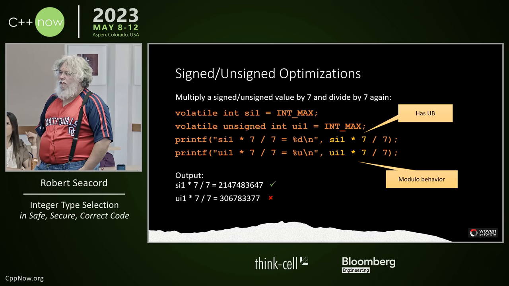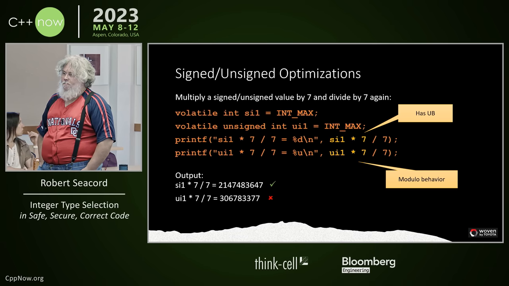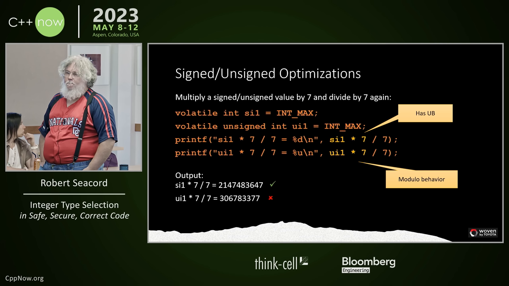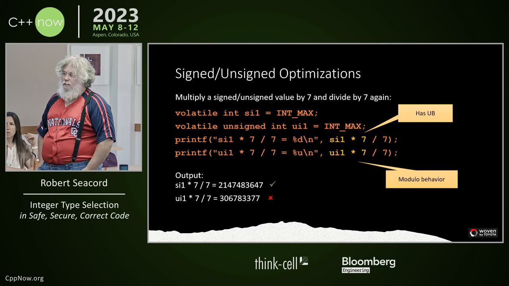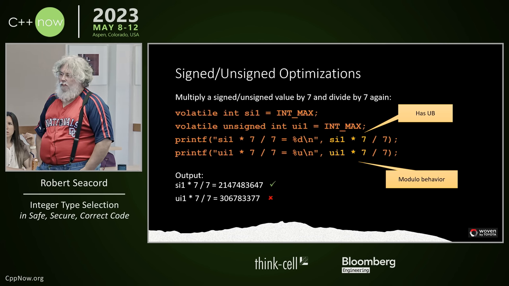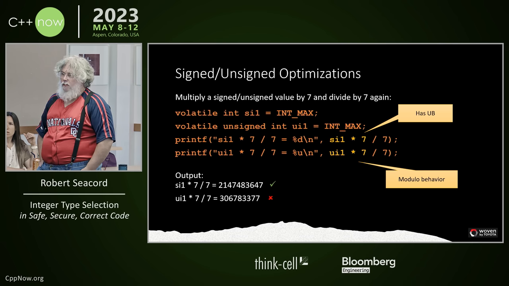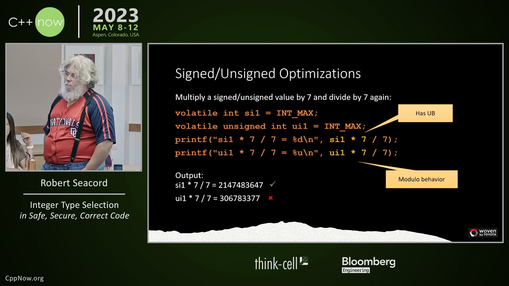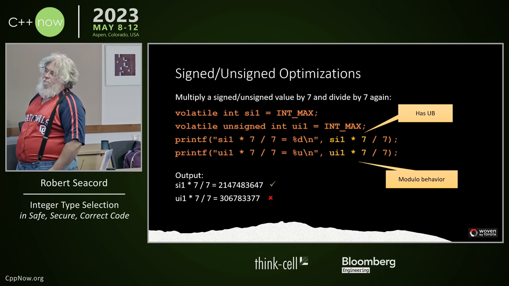So volatile. Okay, I don't know what the rules are with respect to volatile and UB. That's my question. Without volatile, I know exactly what the rules are for this. But I agree with you, it's still UB if it actually happens. Volatile doesn't remove any UB. But what if you get to that point and it's no longer int max? What if it's zero?